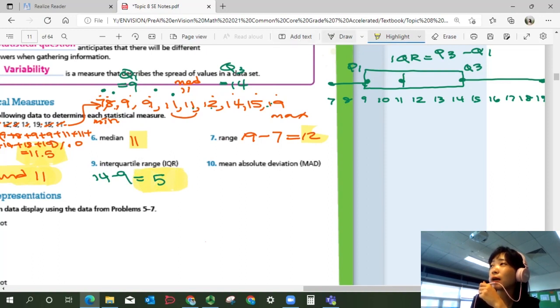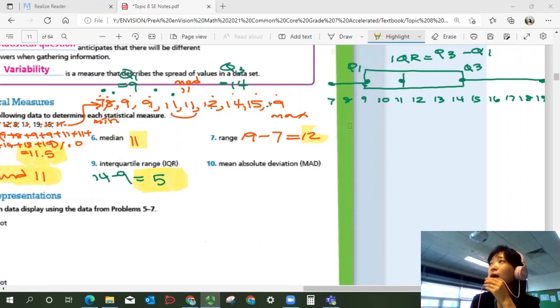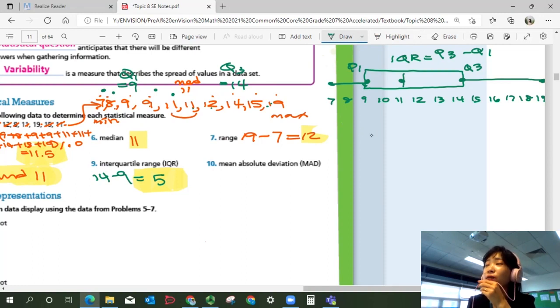All right, number 10, mean absolute deviation. So first, what's the first step? You need to figure out the mean, but we've already figured out the mean, right? Which was number 5, 11.5 is your mean. And now we're gonna start subtracting your mean from each of the values. So calculate the distance of each point from the mean. So absolute value will give you your positive distance, 7 minus your mean, 11.5. Absolute value 8 minus 11.5, absolute value 9 minus 11.5, and then do it again.